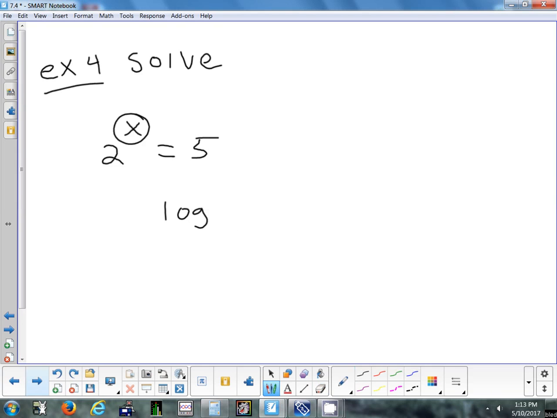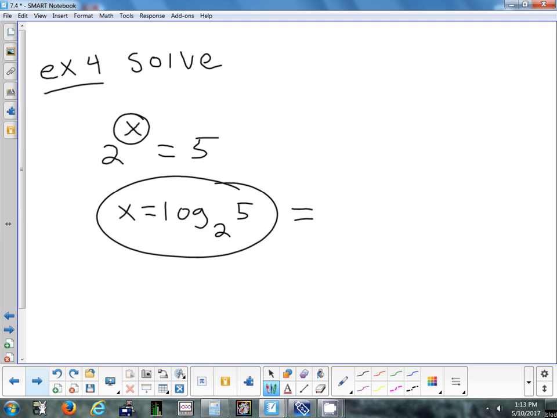Catherine, what's my base? 2. I just said logs always equal the exponent, which in this case is x. And what about my argument? 5. Only thing they could ask you to do with that is to type it in. How do I rewrite that so I can type it in on the calculator? Because it's not a base 10, and it's not a base e. I think I mentioned it earlier. Log 5 divided by log 2. Yep.